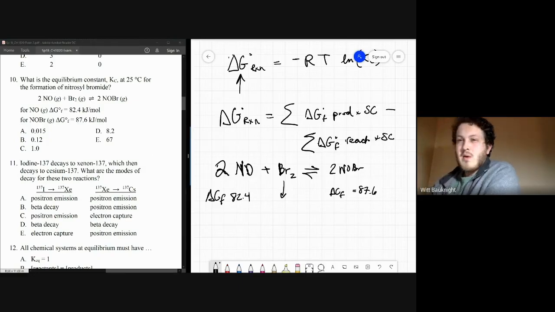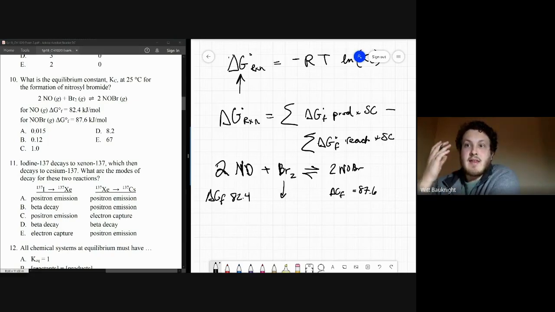Now, why were we not given the delta G formation of Br2? Well, it is in elemental form. And the change in free energy to take an element and change it into elemental form, aka no change at all, well, there's no change in free energy. So that's why this is equal to 0.